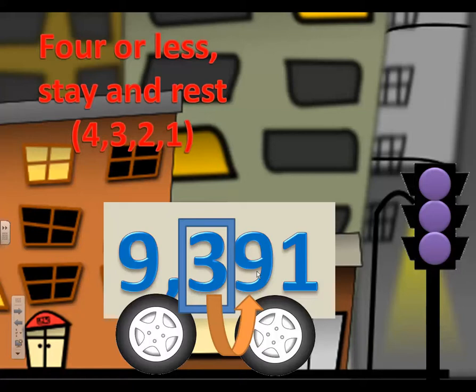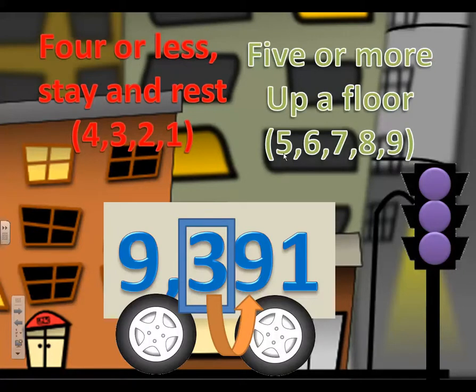But this time, it's not 4 or less. It's actually 5 or more. That means it's 5, 6, 7, 8, or 9. So we mark the space, we look to the right of it, and that number was 5 or more. So that means we've got a green light. The number we marked gets to go up a floor. So 3 moves up to a 4.